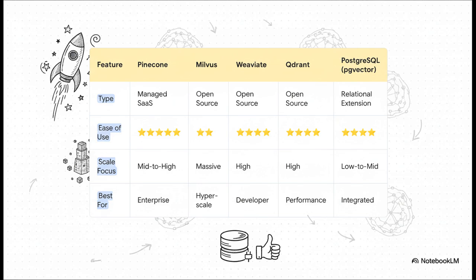But then look over at scale focus for a tool like Milvus. You see massive. It's an open source beast built to handle over 1 billion vectors, but all that power means it's more complex to manage. And then you have a fascinating option like Postgres with its pgvector extension. It gets a high ease of use score, not because it's the absolute best at vector search, but because it's integrated. Teams can just use the database they already know and love, which is a huge advantage.